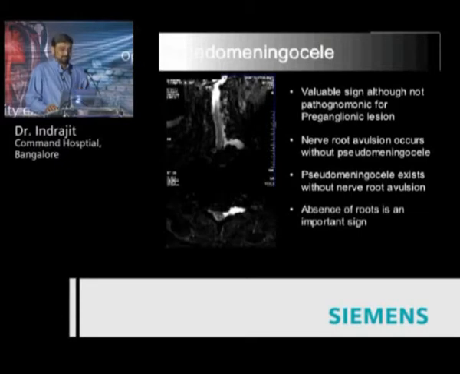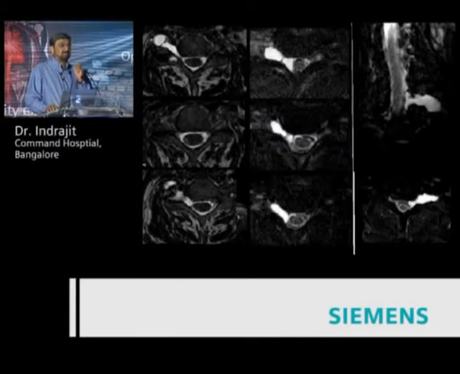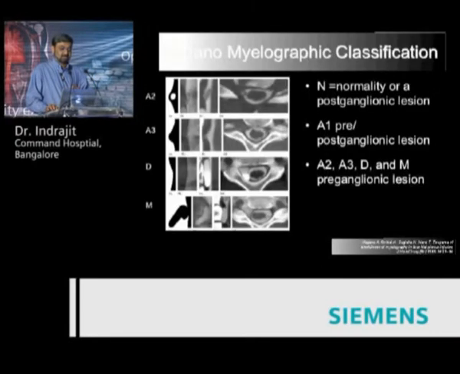And how does one determine that? It's determined by meticulous evaluation of the axials. From the spinal cord, there should be two roots getting out. If these two, that is four in two pairs, are not clearly seen at a given level, especially in relation to a pseudomeningocele, we assume that there is an avulsion at that particular root. So this is something which one has to analyze.